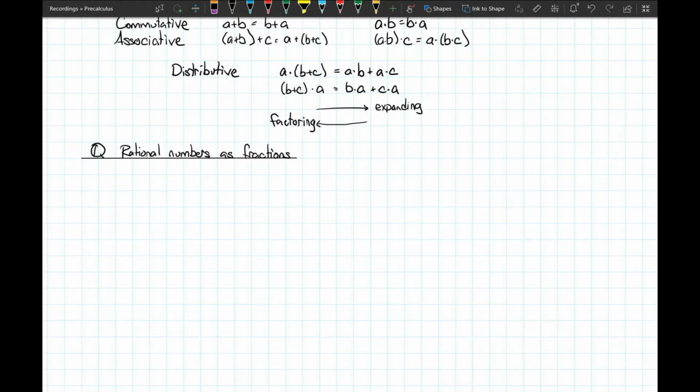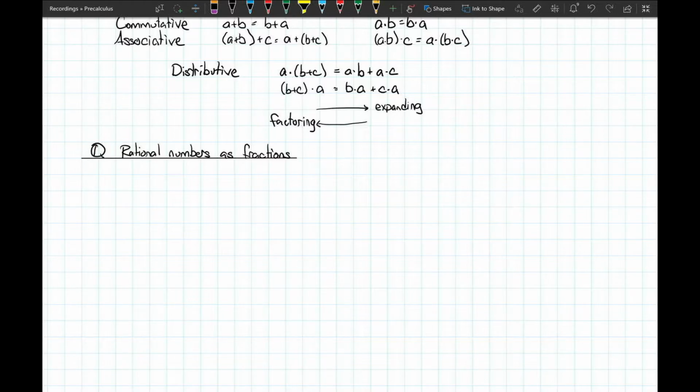Okay, so this only applies to Q, the rational numbers, because if you have an integer, you don't have to write it as a fraction. And keep in mind that you can take a fraction and convert it to a decimal, but a lot of times you'll be more at risk of losing accuracy. So it's better to keep things as a fraction.